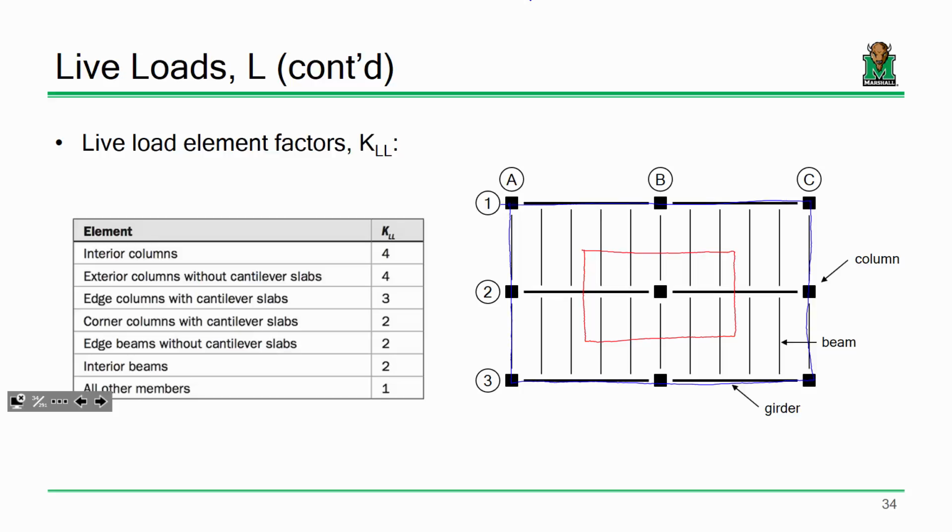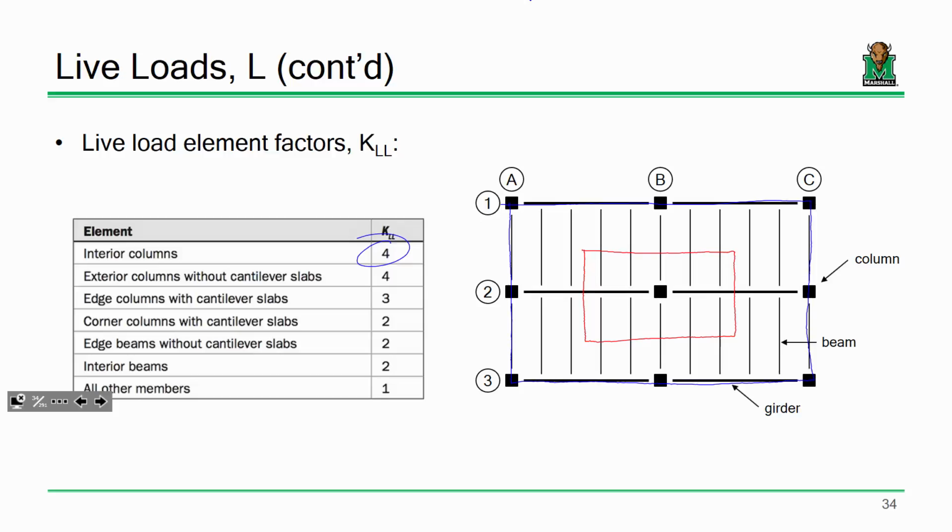Now, if I took the outer rectangle and divided it by the area of the inner rectangle, what would I get? 4. Look right here. For interior columns, the live load element factor is 4. That's all that this is doing. Okay? Does that make sense?